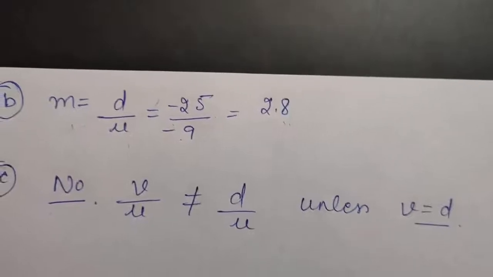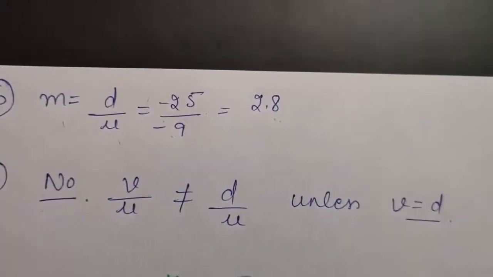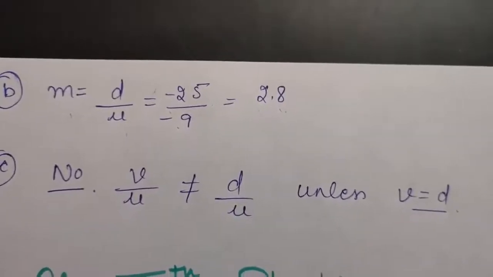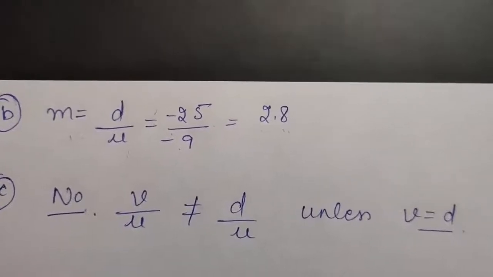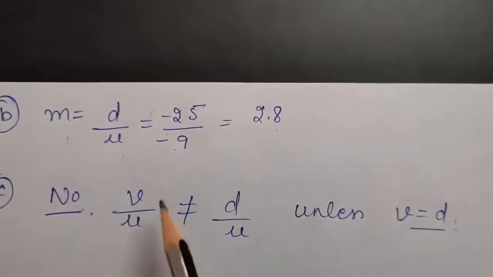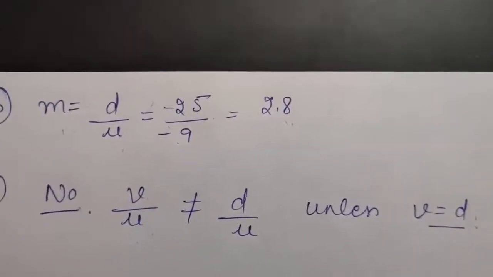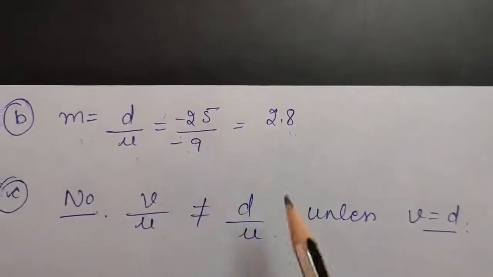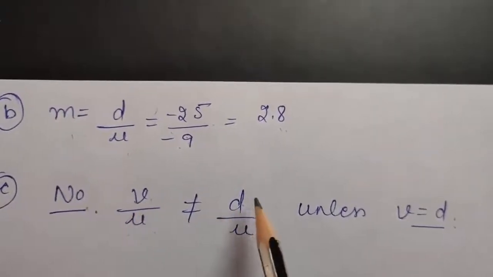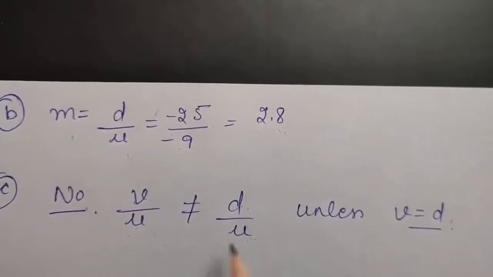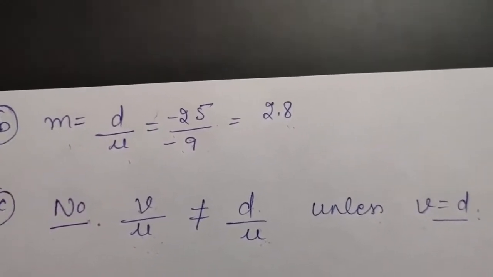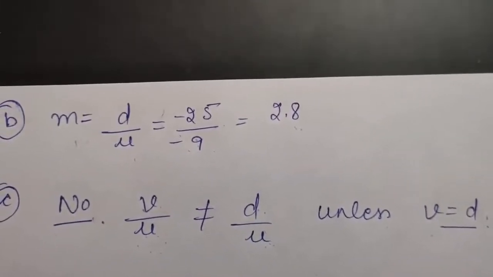The third question asks: is the magnification in part A equal to the magnifying power in part B? As you can see, both the magnifications are not equal, so the answer will be no. And why does that happen? Because here v is not equal to D, and magnification is v by u. In the first formula we have used v by u, and here we are calculating by D by u. So v by u and D by u can only be equal when v is equal to D. It won't be equal until you have v equal to D. Because here v is not equal to D, we are getting two different values.